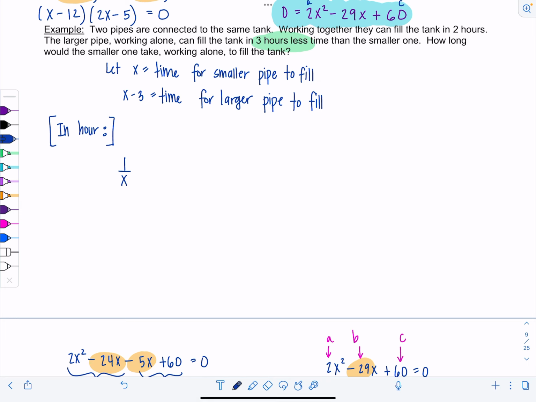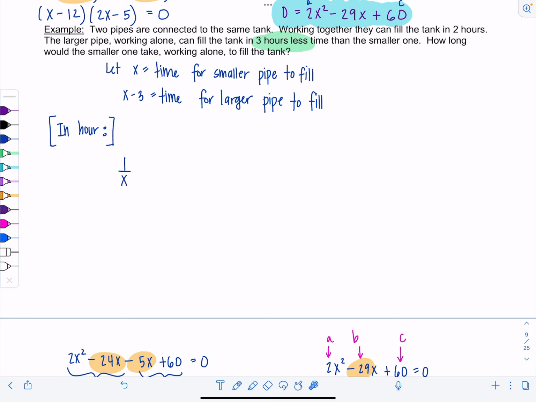Okay, think about it. Pretend we had a number for this. Pretend it takes 5 hours for the small pipe to fill the tank. I'm just saying pretend. If only 1 hour goes by, what fraction of the job is done? 1/5 of it, right? Or say it takes 2 hours. After 1 hour, half of it is done. So 1 over the time is the fraction of the total job that is completed.